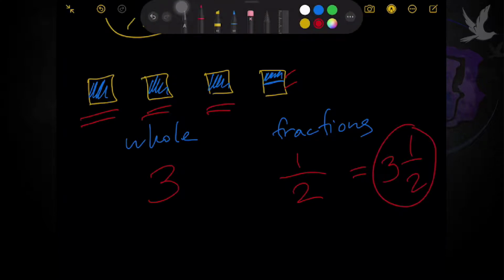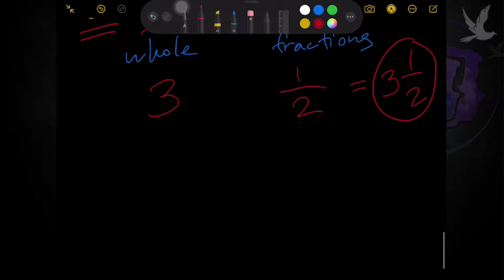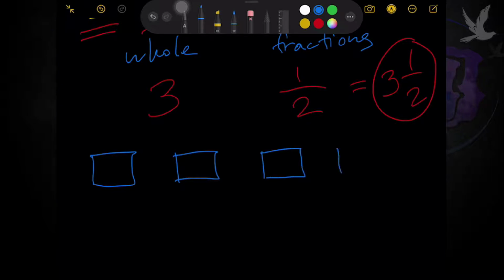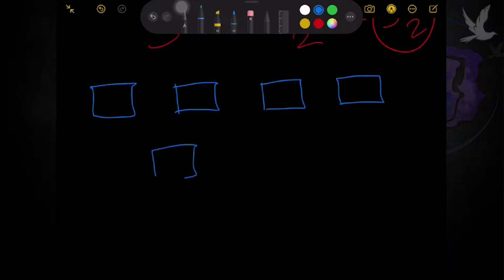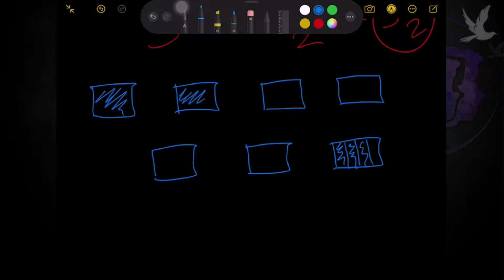It's that easy. Okay, to understand further, let's use a rectangle so it's a bit longer. Just a bit, not too long. Okay, in which 1 is divided, let's say, into 4 and 3 units are shaded.